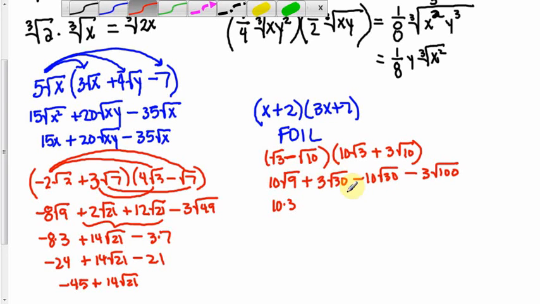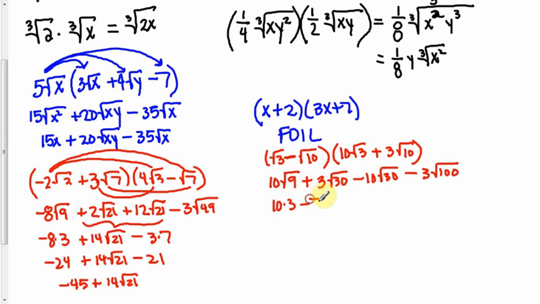Positive 3 root 30 and negative 10 root 30 are like terms that you can add together. Positive 3 and negative 10 make negative 7 roots of 30. So you add their coefficients and you keep their radical. Minus 3 times the square root of 100 is 10. So I get 30 minus 7 root 30 minus 30.